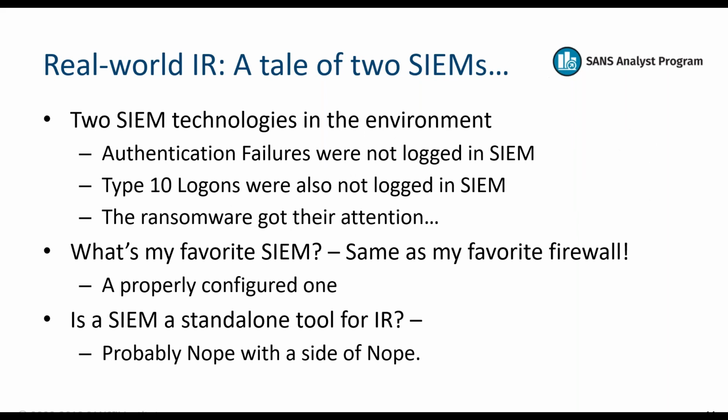Two SIEM technologies were in this client environment. We had authentication failures not logged by the SIEM. So what do you think happened when this attacker was trying, multiple thousands of times, to pop this service account? The SIEM never saw it. Type 10 logons, those logons over RDP, also not logged in the SIEM. What do you think happened when the attacker guessed the right password and successfully logged in via RDP? The SIEM didn't see it, folks. When the attacker deployed ransomware, that got their attention just a little bit, right? The SIEM lights up at that point.